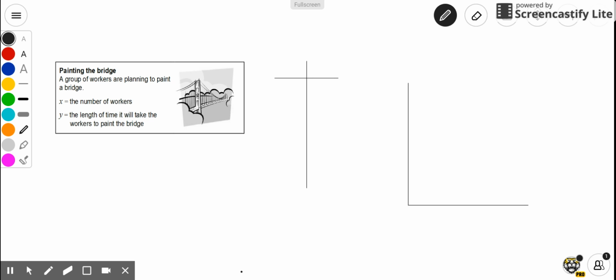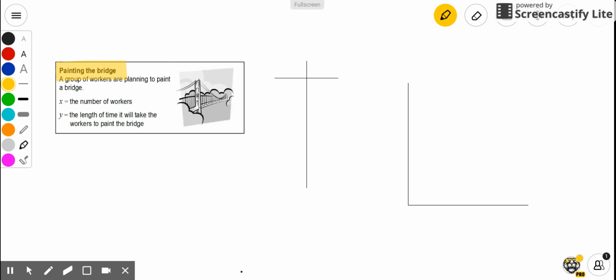Okay, so the goal for today's lesson is I can graph a story. So the story we're going to do right now is this bridge problem. Okay, so painting a bridge. A group of workers are planning to paint a bridge. And X is the number of workers and Y is the length of the bridge.